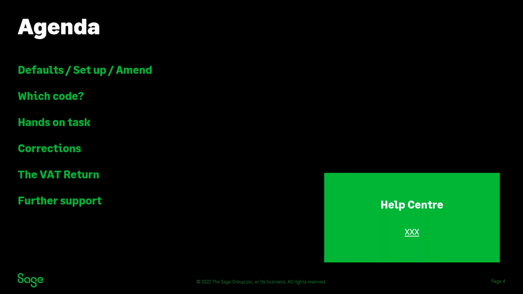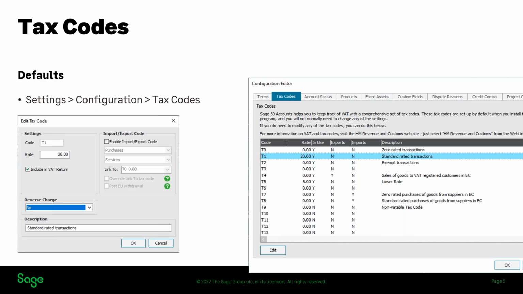Okay, so I'm going to move on. If I can find the right button, there we go. First of all, we're just going to look at the basics of tax codes, looking at the default list. Now, I'm using the UK version today, but if you're in Ireland, you'll still go into the same area, but your list is going to look a little bit different. If you are in Ireland, you'll find the default list in our help center. We'll cover that in a bit more detail later on.